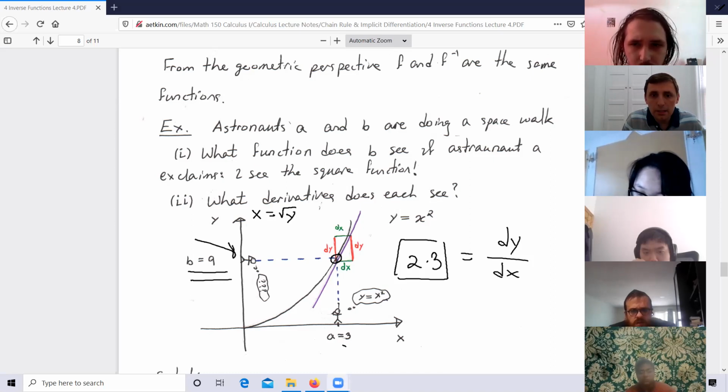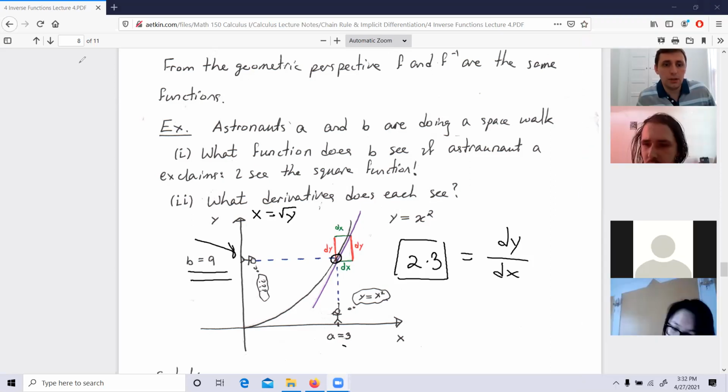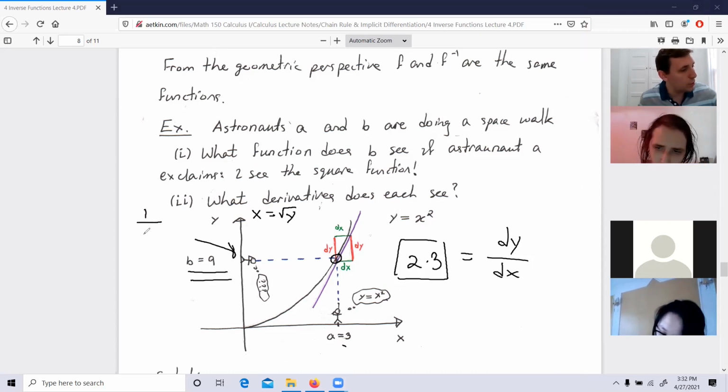All right, 2 people see that right away. It's 1 over 6. 3 people see that right away. The answer is 1 over 6. Now, why is it 1 over 6? What's the slope that he reports? It is dx over dy. Do you agree?